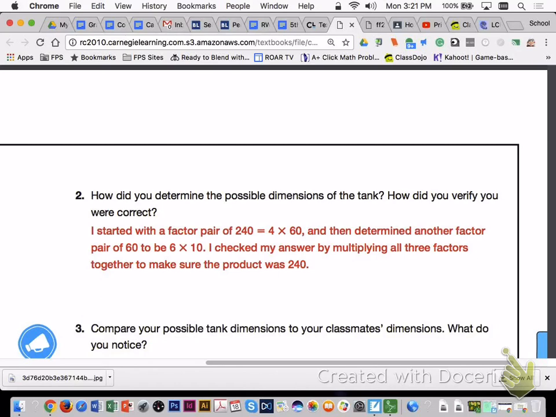For number 2, you can start with a factor pair of 240. An example could be 4 times 60. And then you can determine another factor pair of 60. An example could be 6 times 10. You can check your answer by multiplying all 3 factors together to make sure the product is 240.